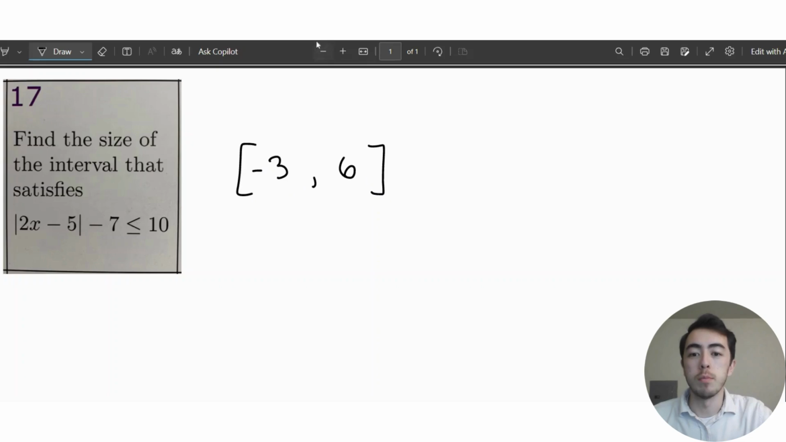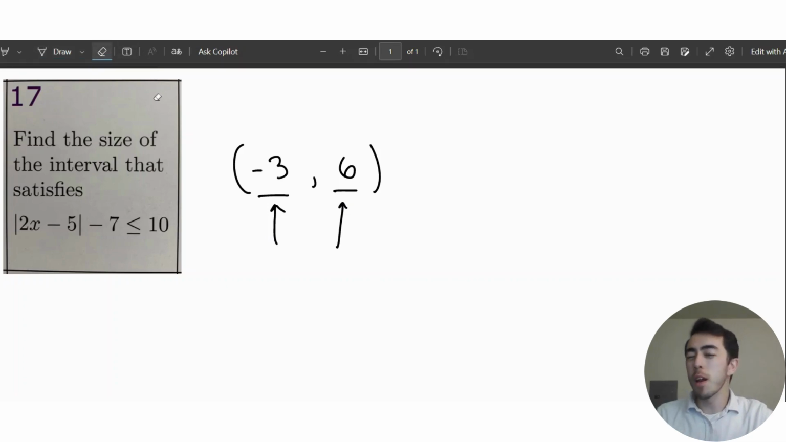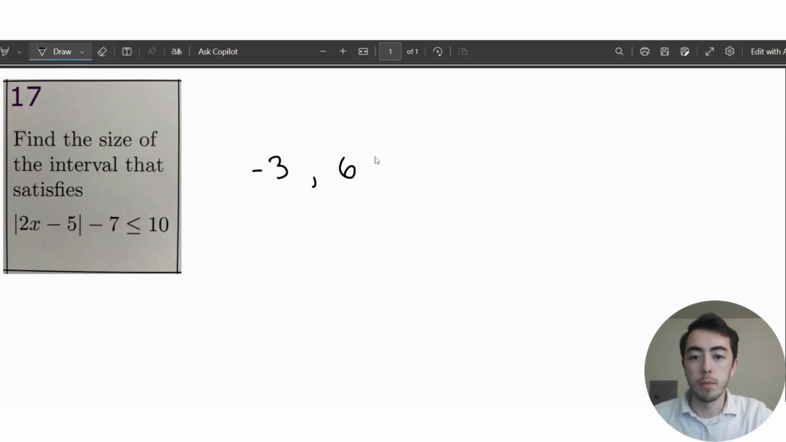These brackets mean that I do want to include the numbers -3 and 6. And if I happened to use parentheses instead, this is still an interval. It still describes all the numbers between -3 and 6, but it just doesn't include these ones. So it stops right before 6 and doesn't actually get there. Anyways, this interval, if I'm using brackets here, so I'm including -3 and 6, has a size of 9.